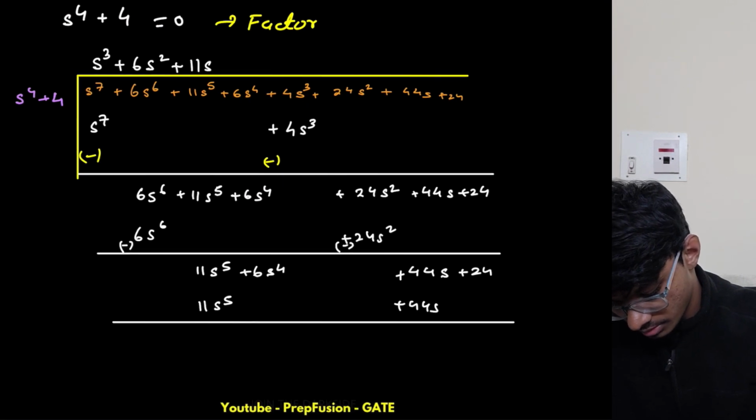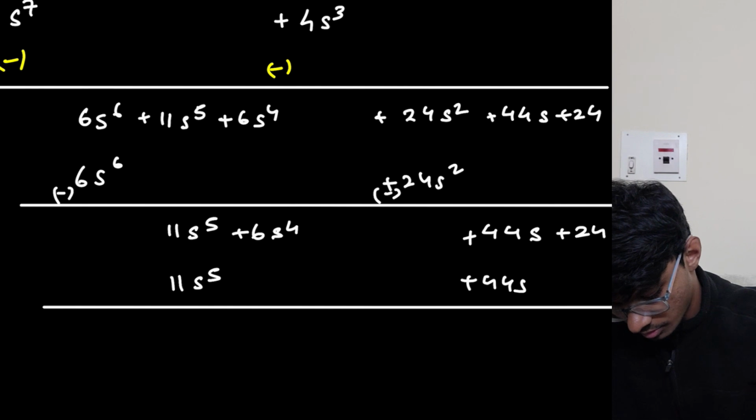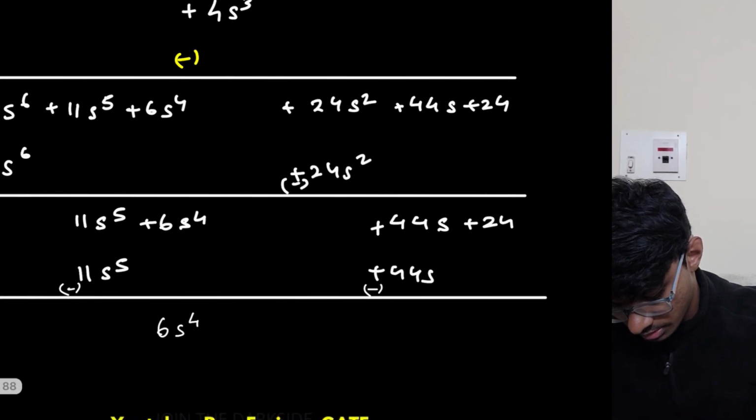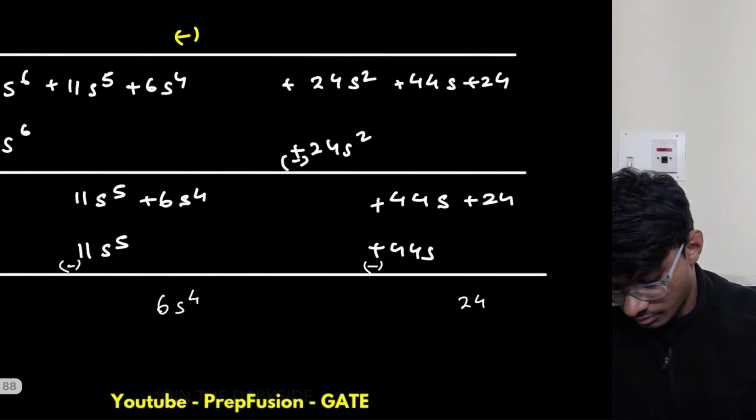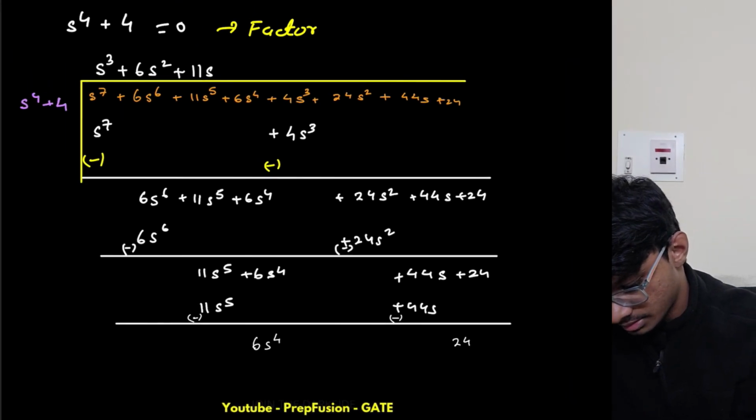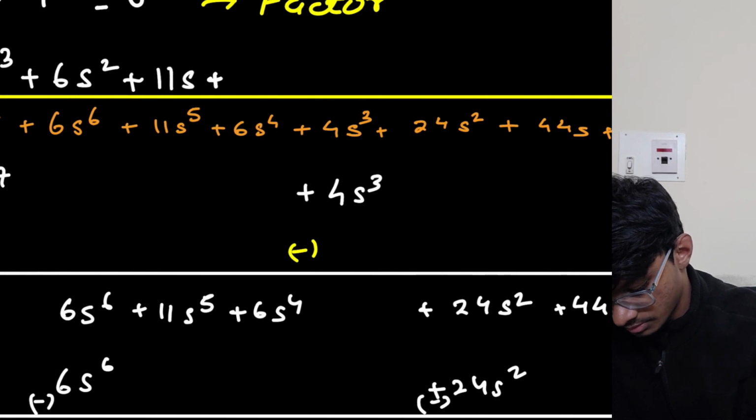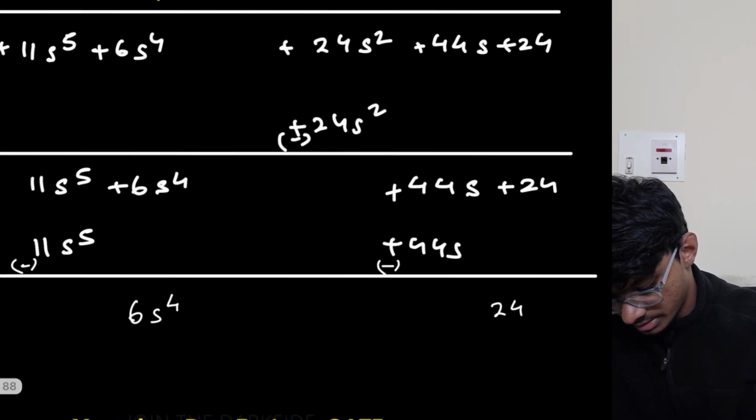So this will be gone. Okay, this is minus, this is minus. I will be remained with 6s to the power 4 and 24, and now we have to multiply by 6. Multiply by 6. Okay, so if I multiply by 6, what do I get?